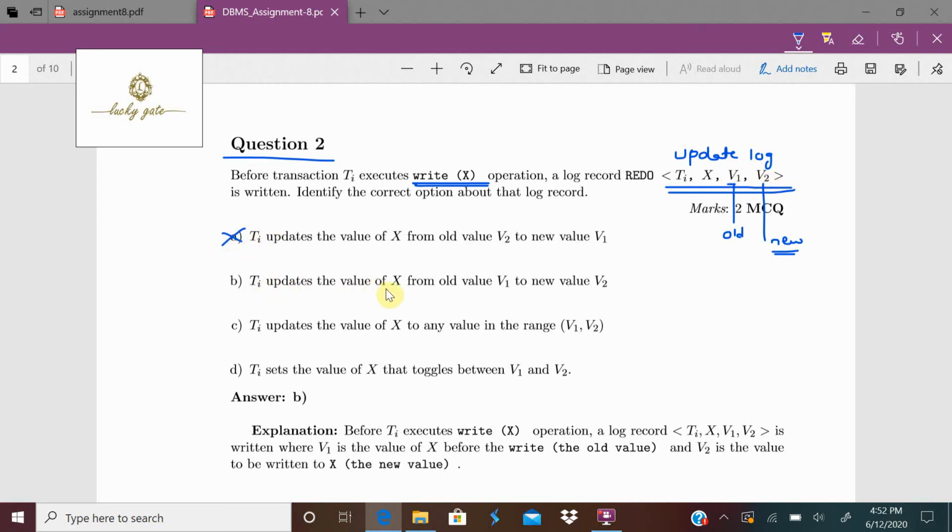Ti updates the value of X from old value V1 to new value V2, it is correct. Ti updates the value of X to any value in the range, this is incorrect. And similarly D is also incorrect. So the answer for question number 2 is option B.